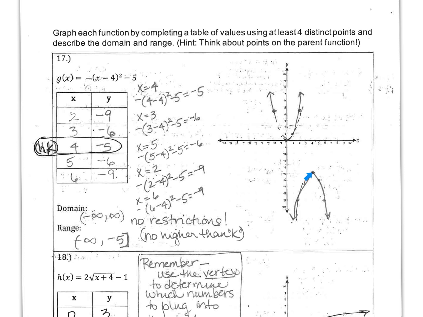However, we would go over 1, but then we would go down 1 because we're being multiplied by negative, okay, or over 2, and instead of up 4, from this point, we go over 2, down 4. This opens down because of that negative, okay? So you do need to understand transformations, and that's how I taught it, but you could just use your calculator to find the table, and then you should understand the domain and range of a question like that, okay?